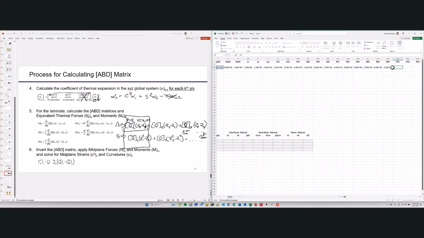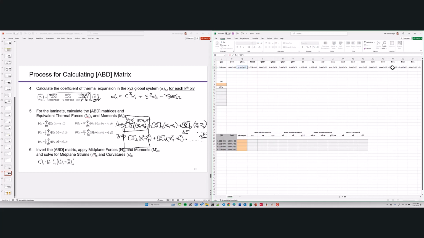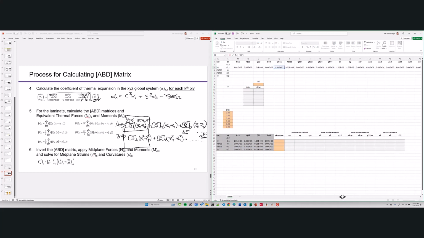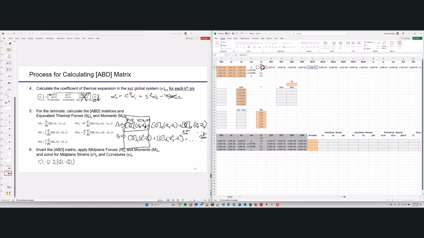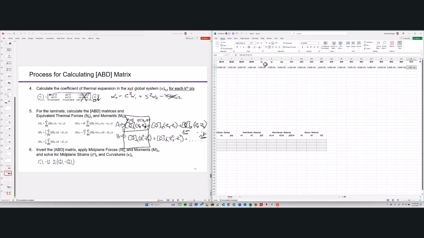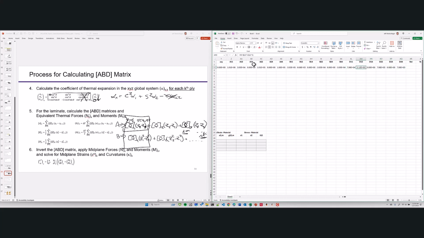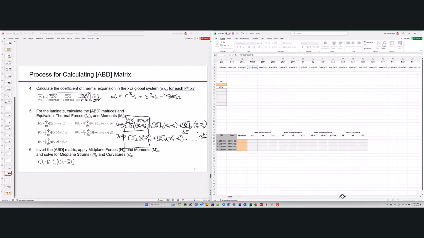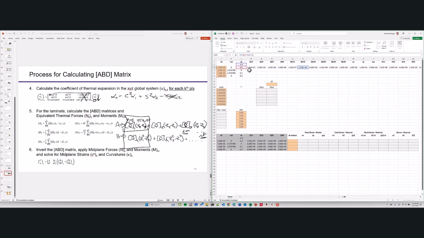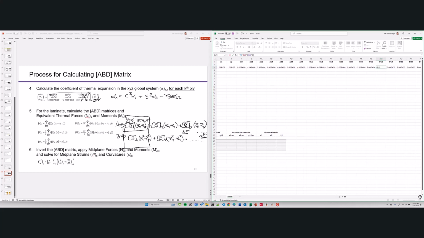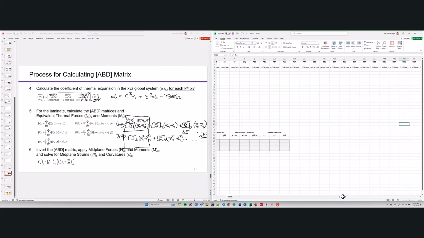Well, that's just equal to Q bar 11 times the ZK cubed minus the ZK above it cubed. Okay, and then if I $ out my columns as I copy across, everything will go properly. And I always check, make sure that it copied right. So my D12 should be my Q bar 12, which it is, and my ZK minus 1 cubed. Okay, so I've got all my A's, my B's, and my D's done for one ply, right?